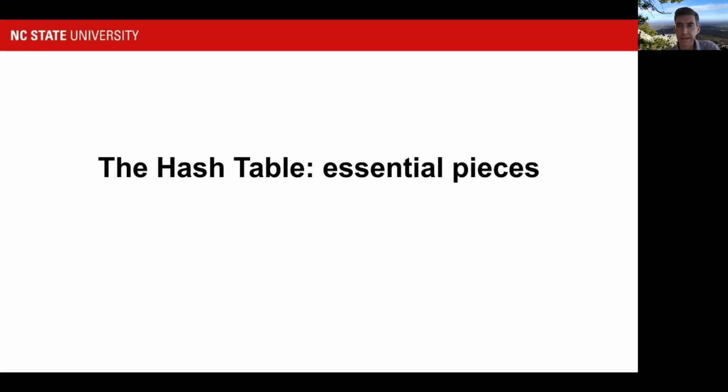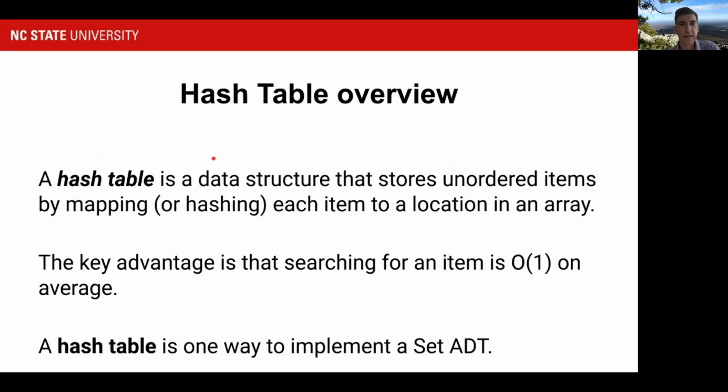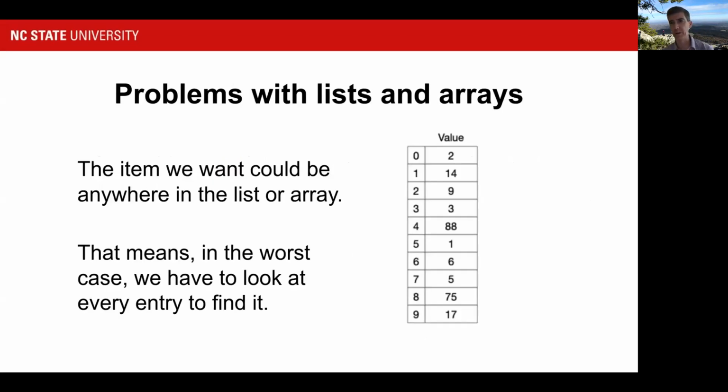Okay, so let's take a look at a hash table. A hash table is a data structure that stores unordered sets by mapping each item to a location in an array. The key advantage of doing this is that searching for an item is O(1) on average. And a hash table is just one way we can implement a set ADT. Let's get a little more insight about why this is going to be good.